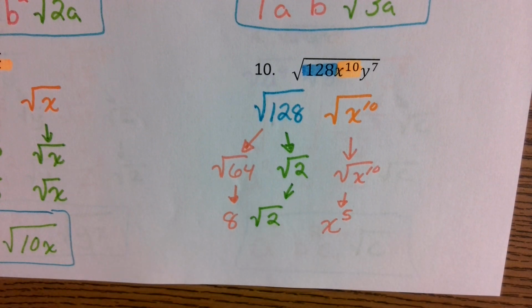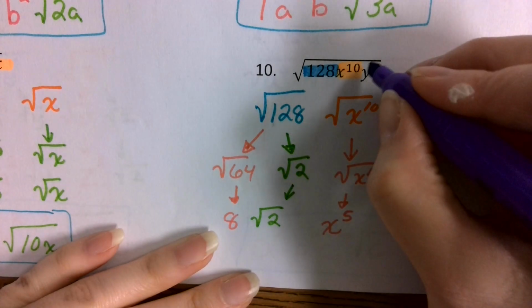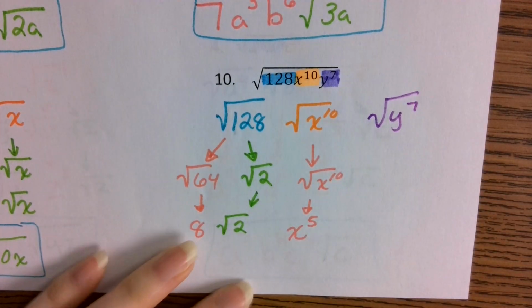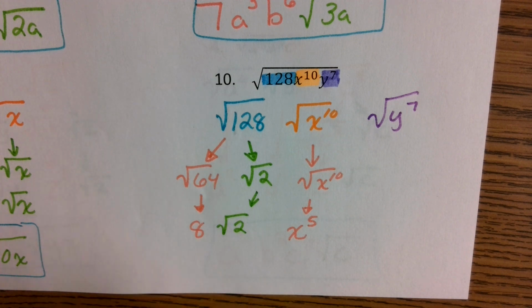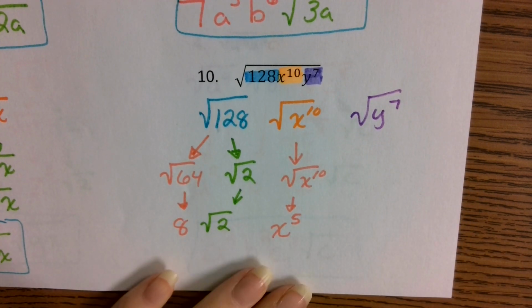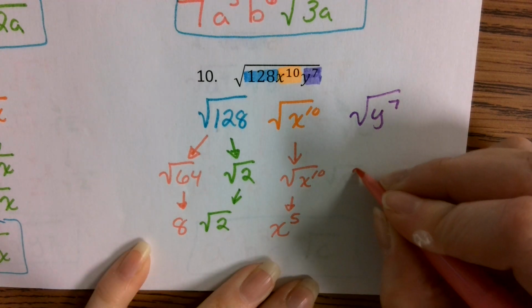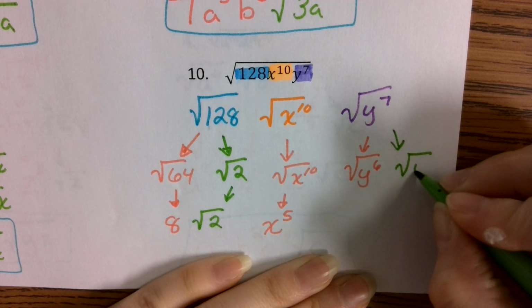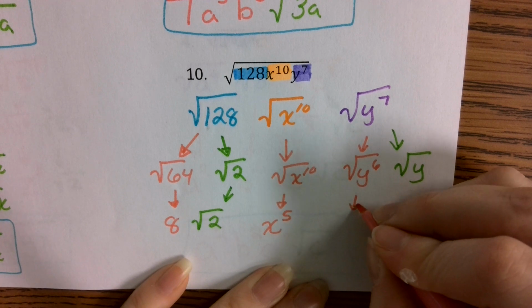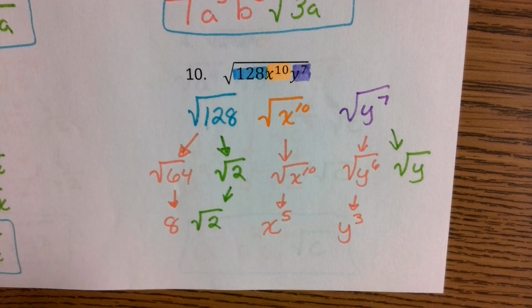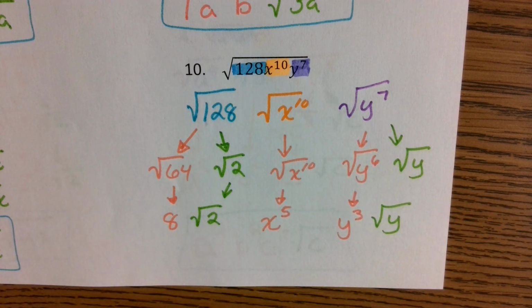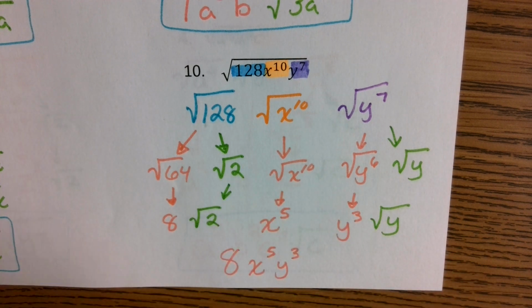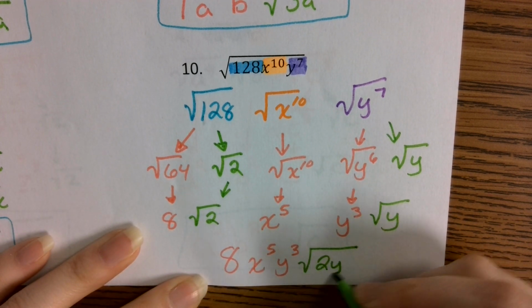Okay. Y to the 7th. We've got y to the 7th. Davinia, how are we going to split that up? Okay, so tell me what I'm going to write. Okay, so y to the 6th, square root of y to the 6th, and square root of y. Okay, what's square root of y to the 6th? Y to the 3rd power, and then we have square root of y. Okay, so we piece it all together. We get 8 x to the 5th, y to the 3rd, and then square root of 2y.